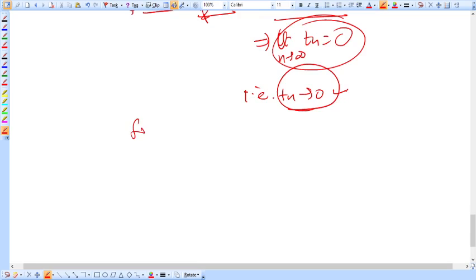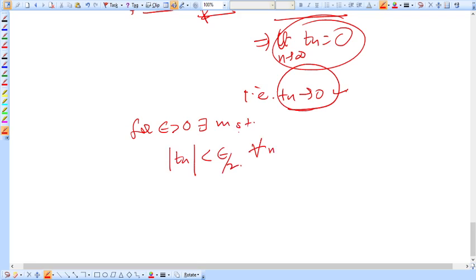Therefore for epsilon greater than 0 there exists m such that the absolute value of Tn is less than epsilon by 2 for all n greater than or equal to m. In place of this you can also simply write epsilon, but I'm writing epsilon by 2 for a reason. This reason I'll be telling you later.